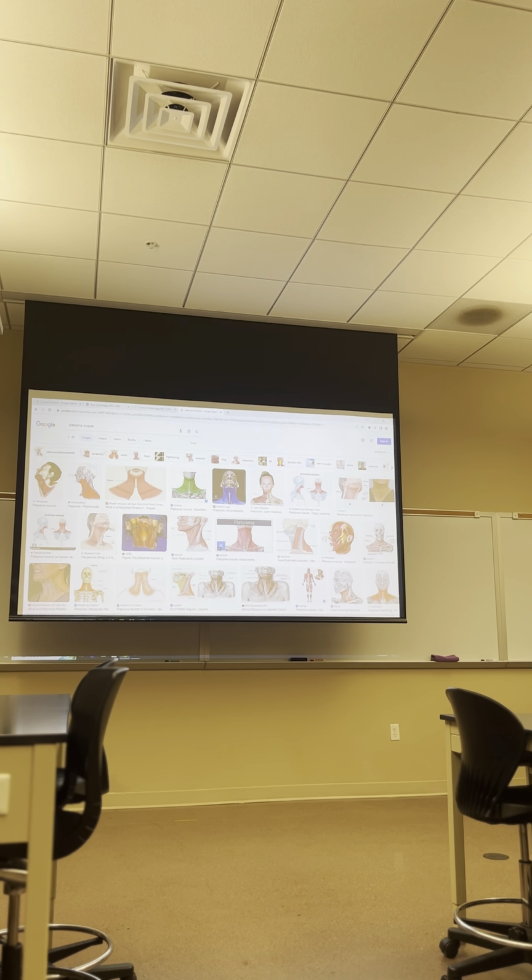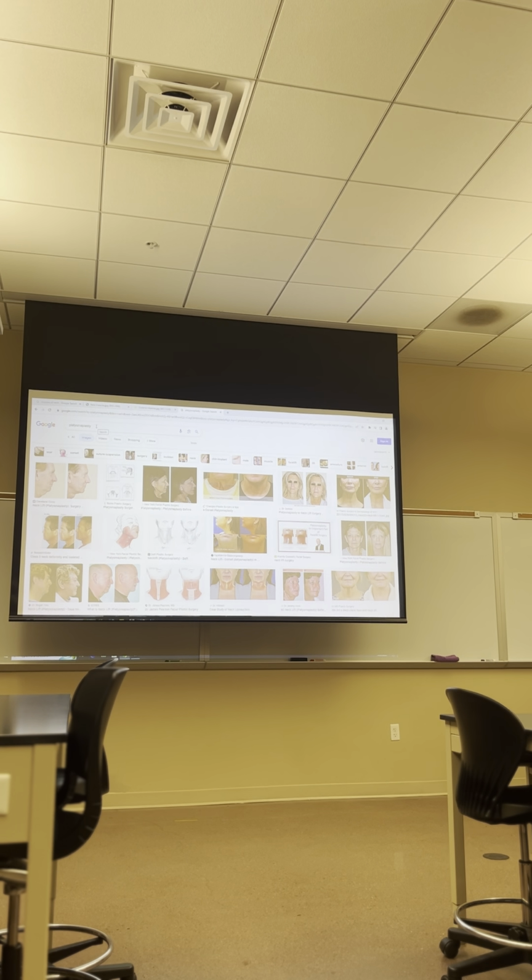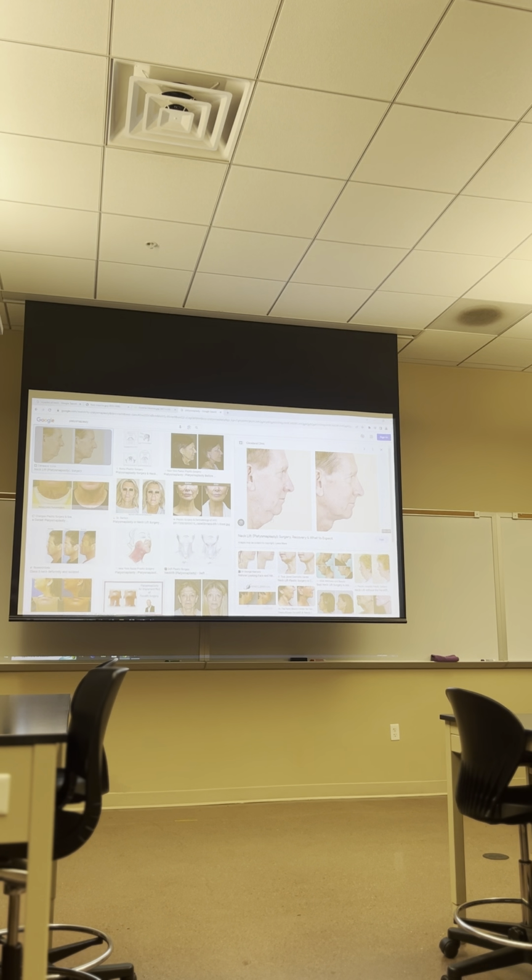So that's the platysma right there. Surgery on it would be called a platysmoplasty. And there you go. Right there, right? So you made your turkey neck, right? Got rid of some of the turkey neck. It's a whole new world.